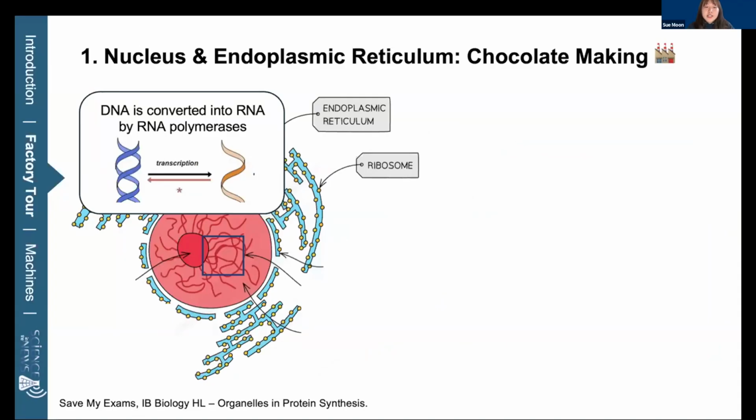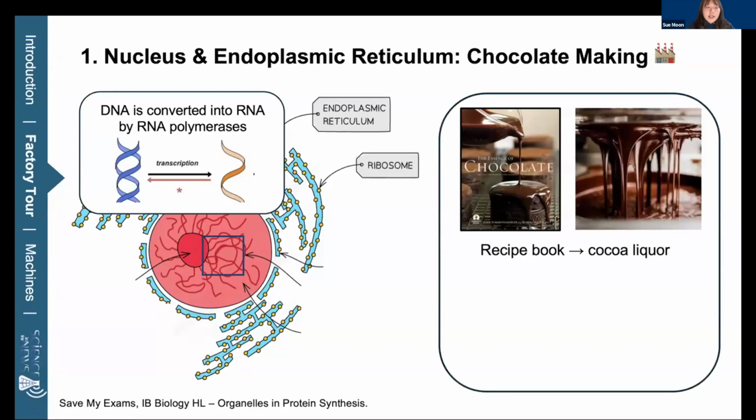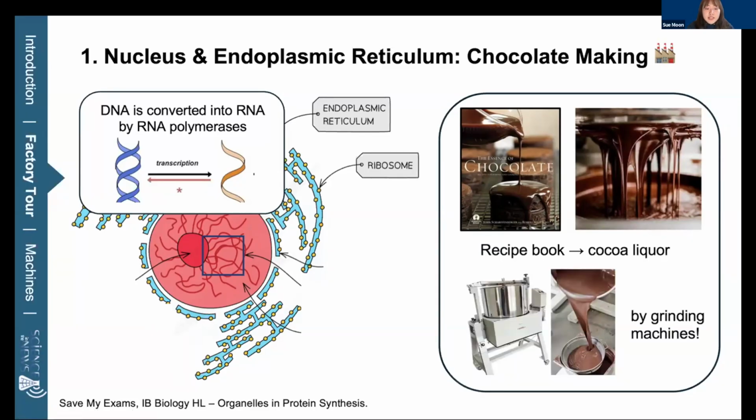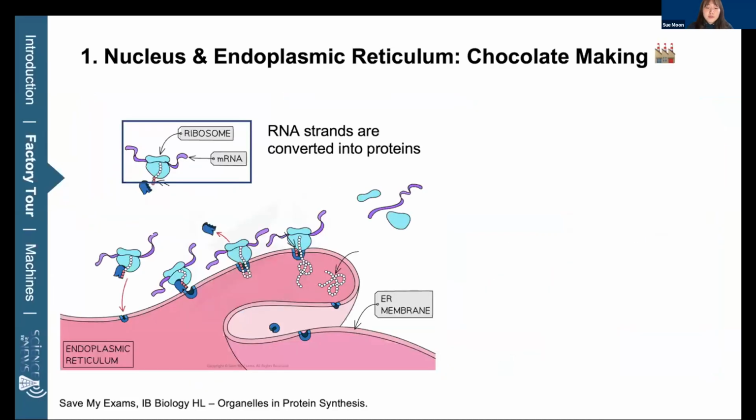And inside the nucleus, DNA is converted to another type of macromolecule called RNA by the RNA polymerases. This process is called transcription. And in the chocolate factory, to make the actual chocolate, you would have to read from the recipe book to make the ingredients. RNA molecules can be considered as the intermediate products in the process of making chocolate, such as the cocoa liquor. And RNA polymerases that do this job can be considered as cocoa grinding machines that grind those cocoa beans and turn solid nibs into liquid paste.